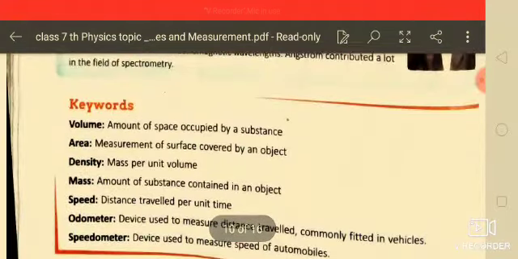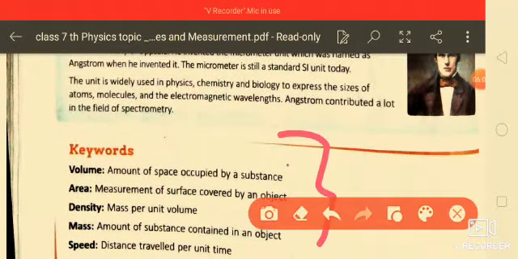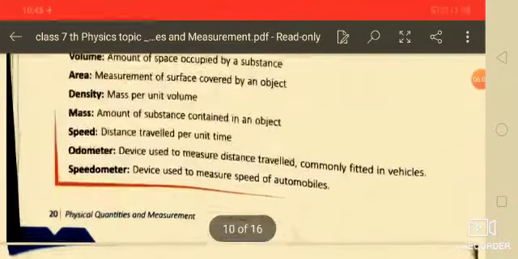Okay, now students, keywords are given here. You will learn these keywords from your books, and your chapter is going to be finished.